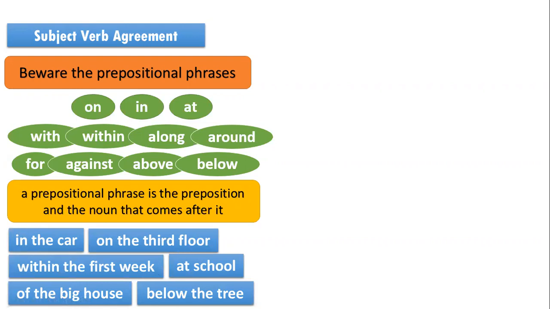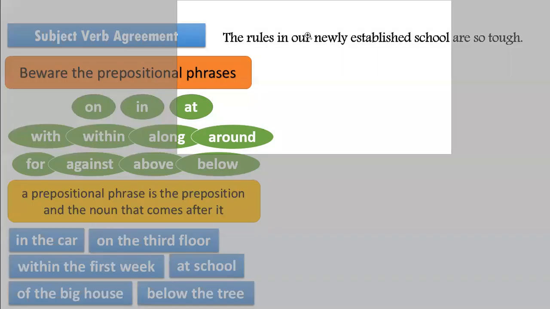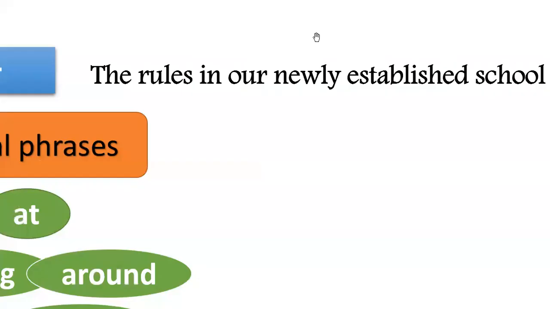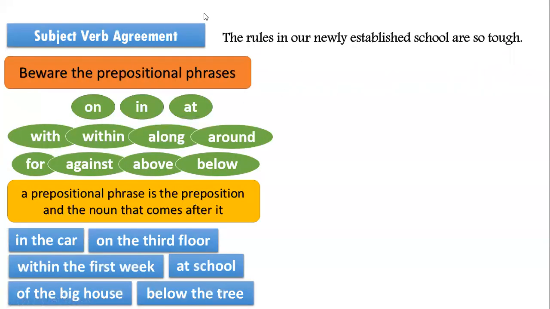All right? In this sentence, shabab, the rules in our newly established school are so tough. Where is the prepositional phrase in this sentence here? The rules in our newly established school are so tough. Where is the prepositional phrase? Very good. Anybody else? Not exactly, Ahmed Hazim.